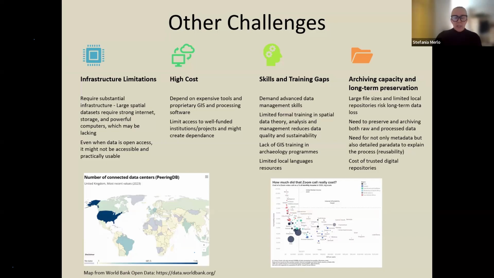Even though we are increasingly using open source GIS software, like the workshop today will demonstrate, there is still a lot of reliance, especially from government authorities, on proprietary software. Proprietary software comes at a very high cost, and it also produces data that may be released at a cost.